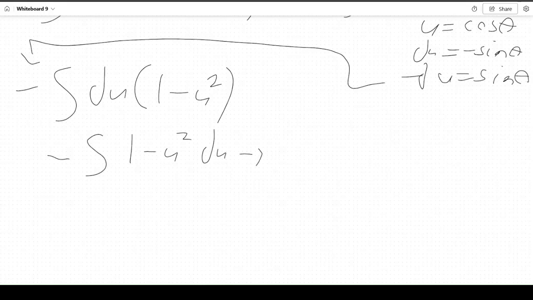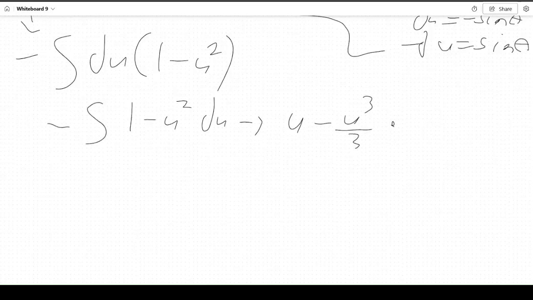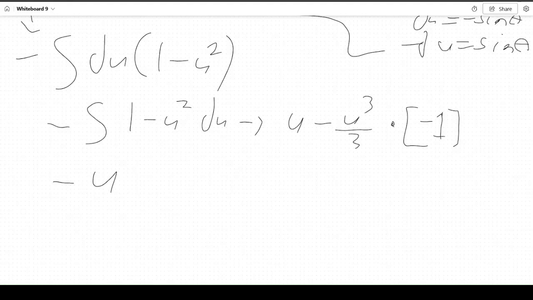Now we have to integrate it. So this will be simple integration. The integral of 1 is u, and the integral of u to the power of 2 is u to the power of 3 over 3. We have to multiply it by negative 1 since we left the negative 1 out of the integral. So this will become negative u plus u to the power of 3 over 3.